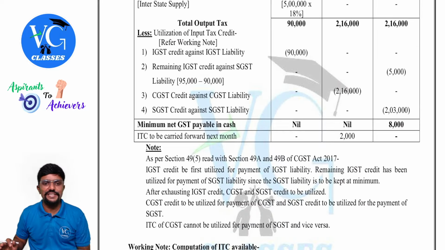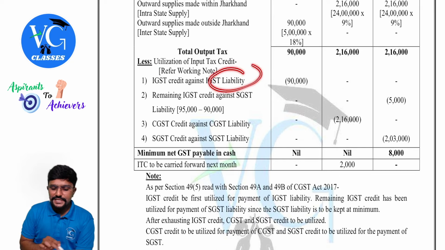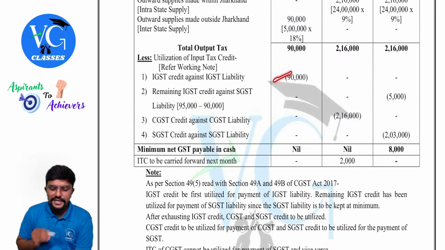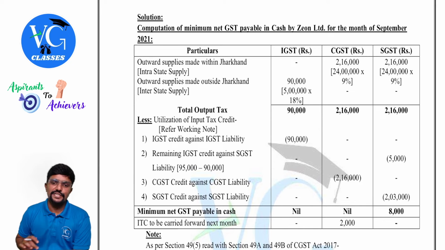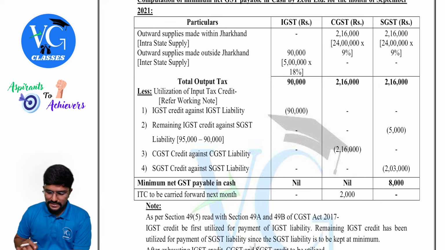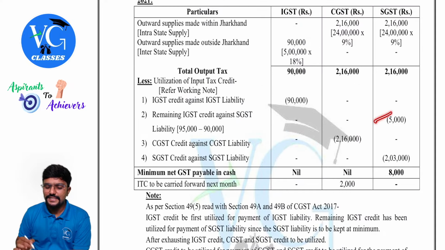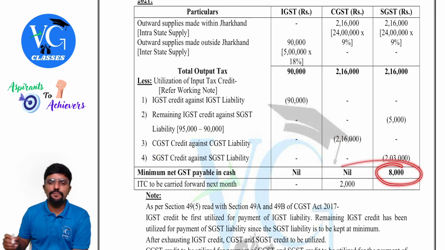Okay, now coming to utilization. IGST credit is first used against IGST liability. How much do we have? 95. I am using the full 90 here. Remaining 5, we are using it against the SGST, because SGST credit is less, we are using it against SGST liability. Then CGST credit we are using against CGST and SGST against SGST. So minimum GST to be paid is 8,000.